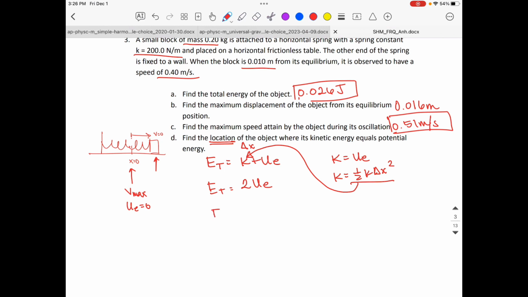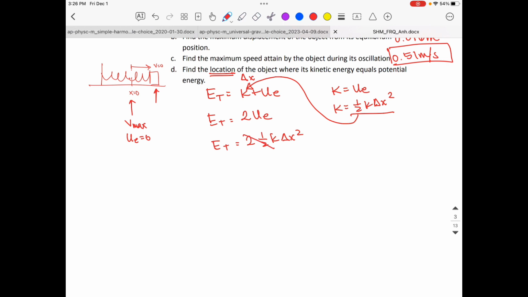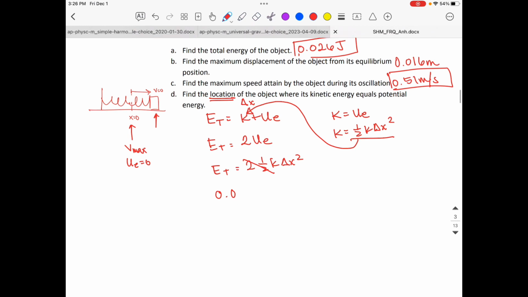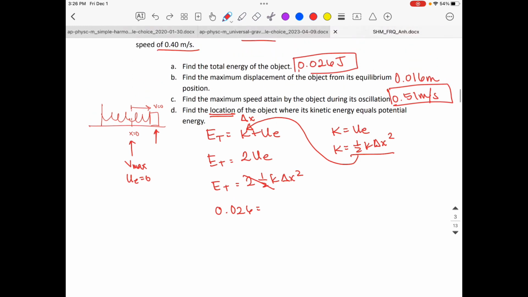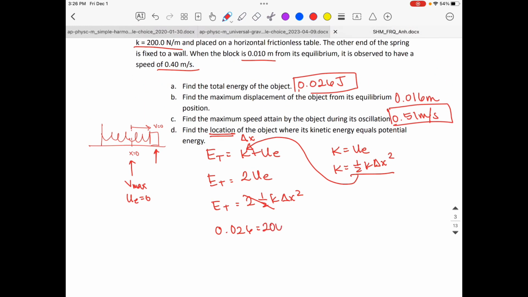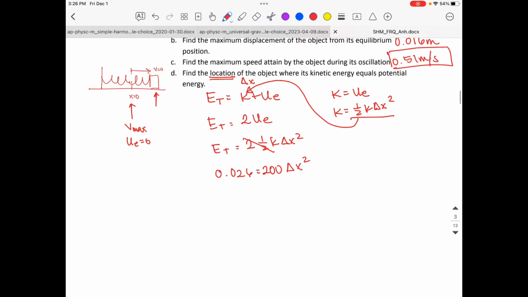And then I've got this, which cancels out. My total energy was 0.026 is equal to K, which is 200, right? 200 delta x squared, and then I can solve for delta x, which is the square root of 0.026 divided by 200. And that would give me 0.011 meters.